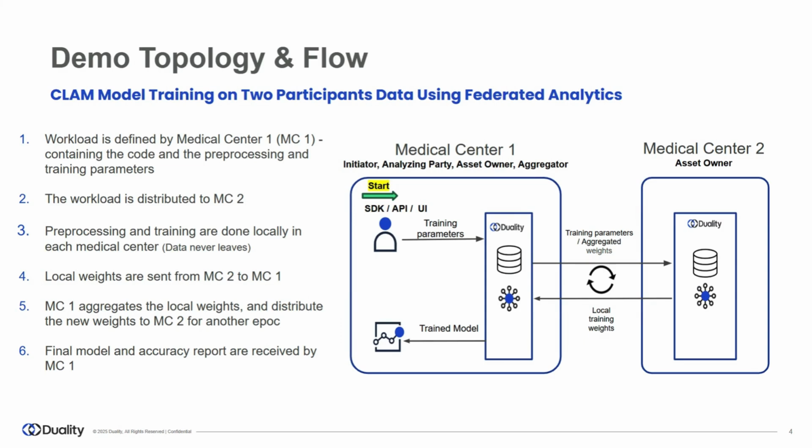Each institution trains the model locally on its data and computes local weight updates. The first medical center aggregates these updates after each epoch. Finally, the trained model and accuracy report are received by the first medical center. Note, in this demo, the aggregation takes place at the first medical center. However, the Duality platform offers flexibility, allowing you to determine where each component is deployed based on your specific needs.